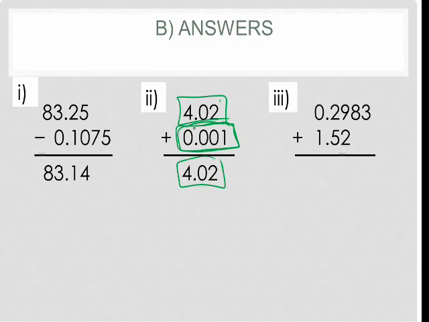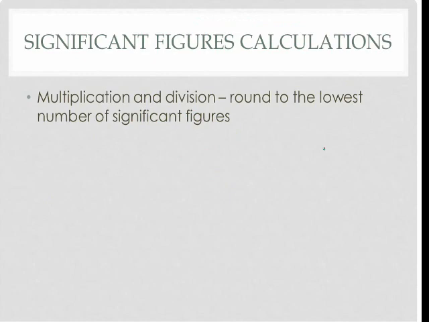And this number, 0.2983 plus 1.52, you should have got this. These two decimal places didn't matter, as well as these two decimal places. So we're just looking at the fewest decimal places. With multiplication and division, we're going to round to the lowest number of significant figures.